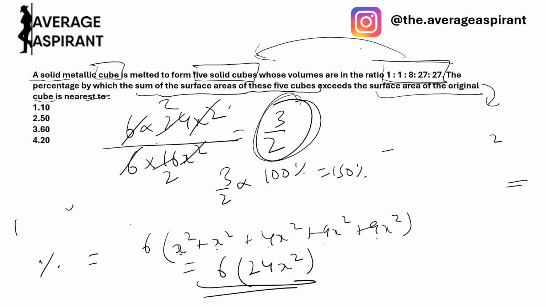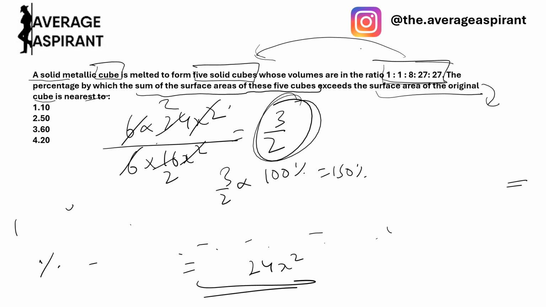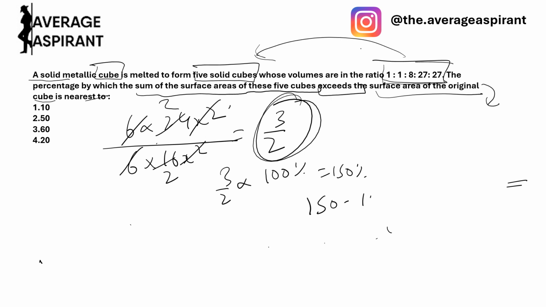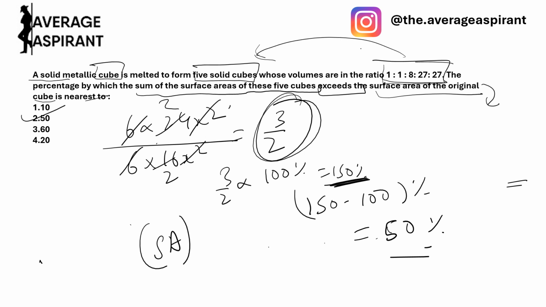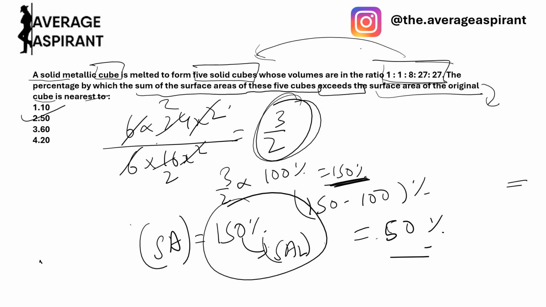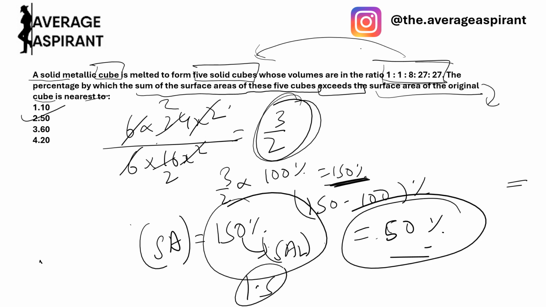150% means the surface area of all the smaller cubes is 150% of the surface area of the larger cube. So now, how much does it exceed? We will simply have to subtract 100 from this. So it will be 50%. I hope you got it. This 150% means that surface area of smaller cubes is 150% of surface area of the larger cube, right? Which means 1.5 times, which means 50% greater.